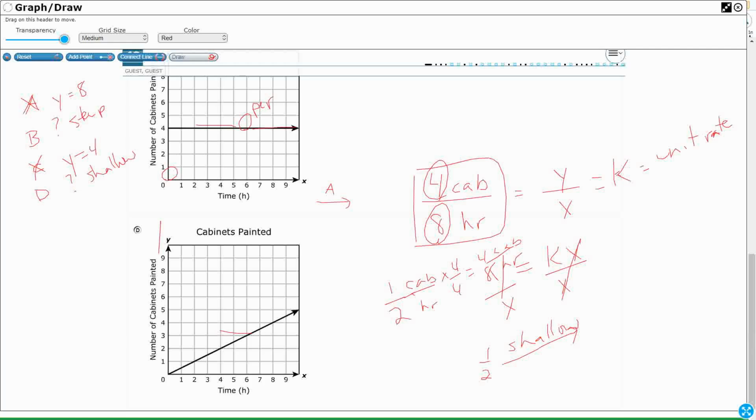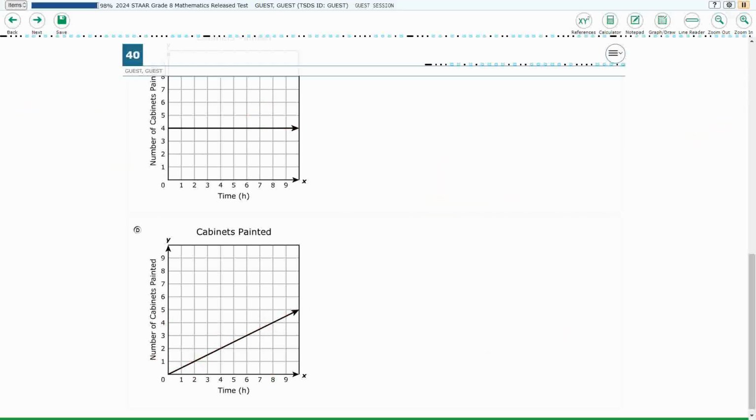So I've got one cabinet every 2 hours, okay? And then the original they gave me was the 4 cabinets, so that works on the graph there, every 8 hours, and that works on the graph. So yes, D is going to work for us. It's that shallow slope. We've plotted at least 2 points that work, so that's our answer, D.